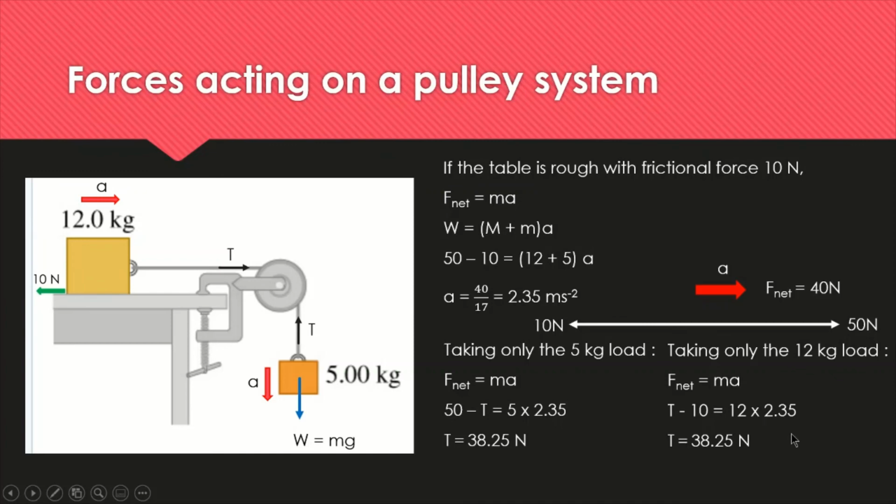Okay, clear? All right, so do try a lot of questions regarding this pulley system to familiarize yourself. If you are still not sure, look back and view this video again until you fully understand.